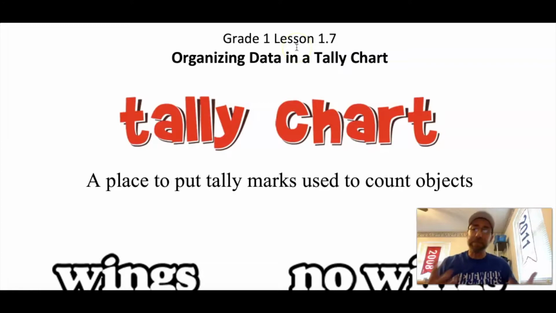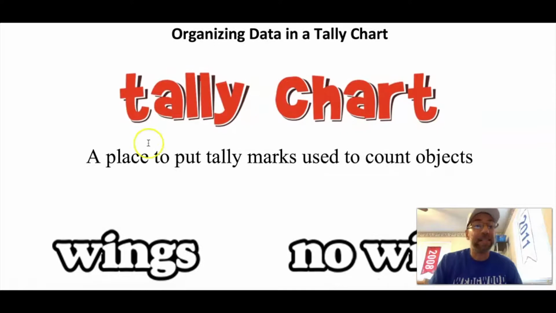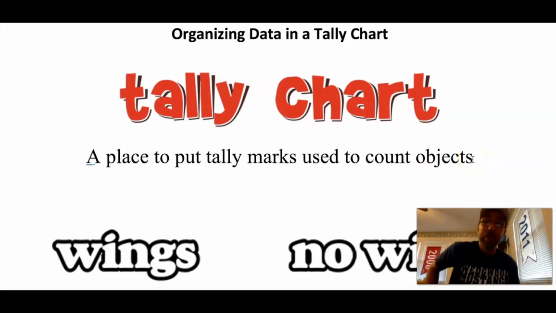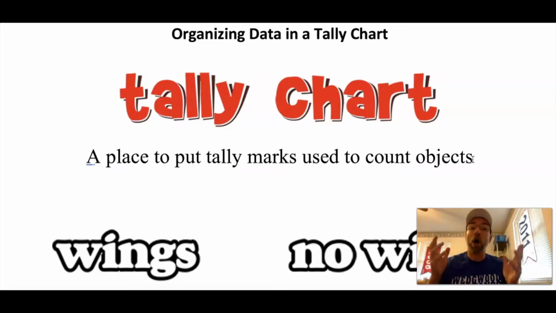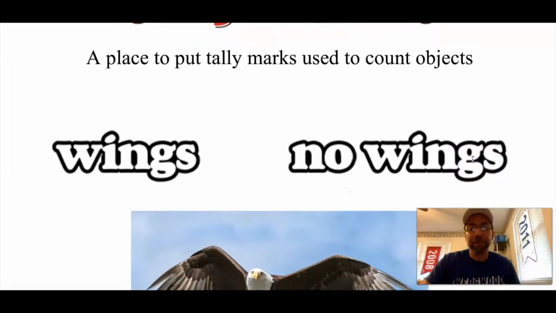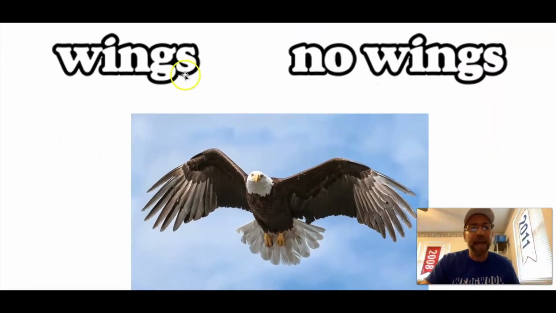Now, data means information. It's something that we collect. Now, a tally chart is a place to put tally marks used to count objects. So we've been using tally marks. Today we're going to use those tally marks and put them in a chart for our information. Today we are going to find some information about animals that have wings or no wings.